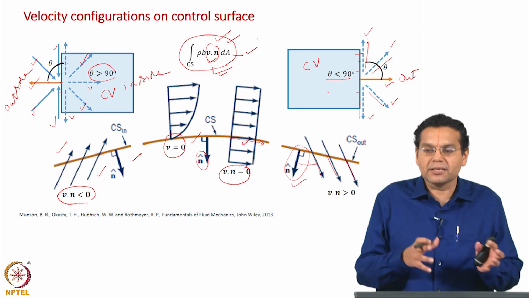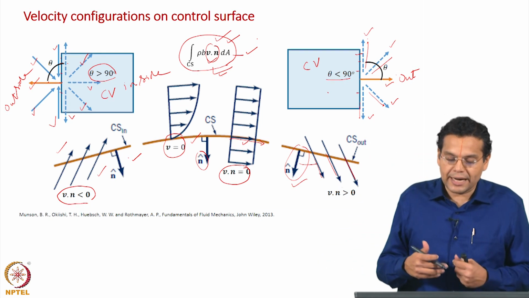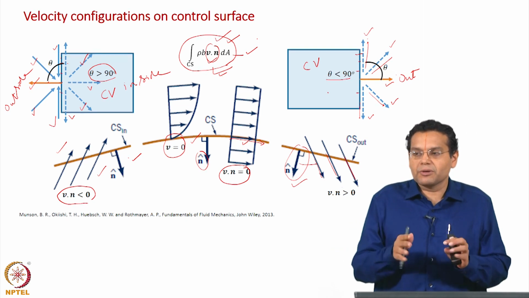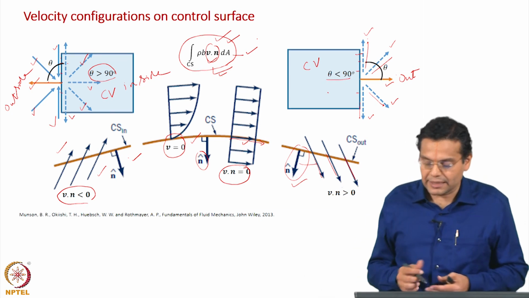No longer do we say in or out. So, it is the net rate at which the property leaves the control volume through the control surface. We do not say inflow or outflow, it includes the entire control surface.